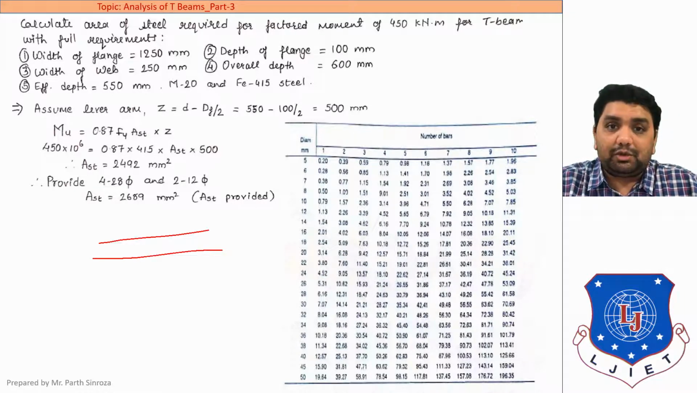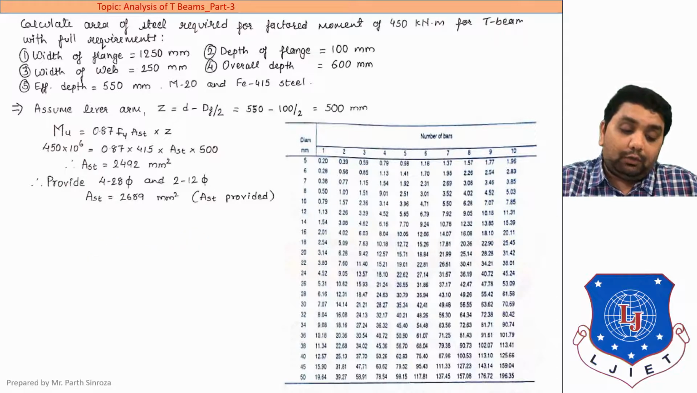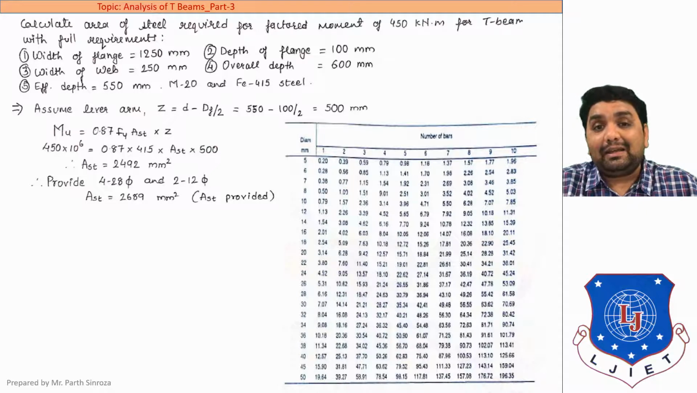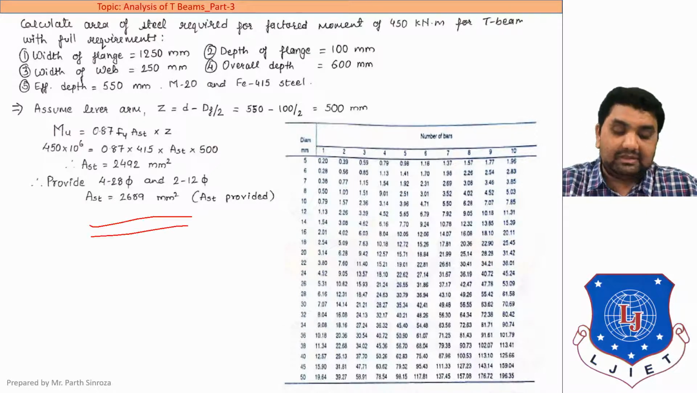It is a one-step question, but to prove whether we have completed it correctly or not, we need to check. And to check, we need to complete the entire analysis portion again. We have seen the analysis till now. So now to prove that we have provided the steel correctly, we need to do the analysis again. That means we need to find Mu again using this AST, AST provided, not AST required.